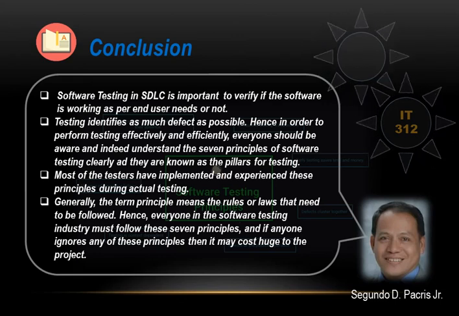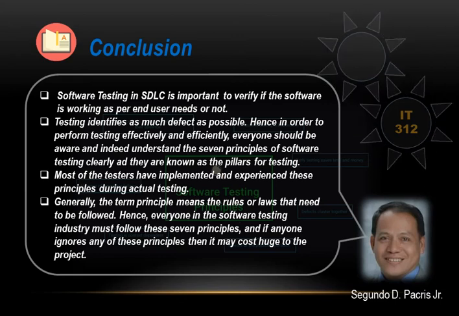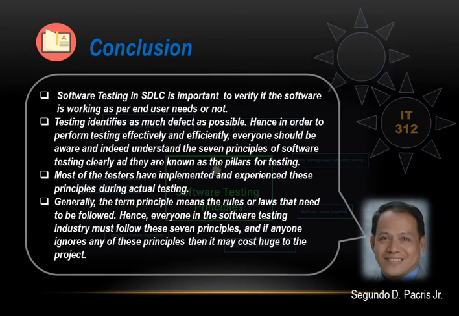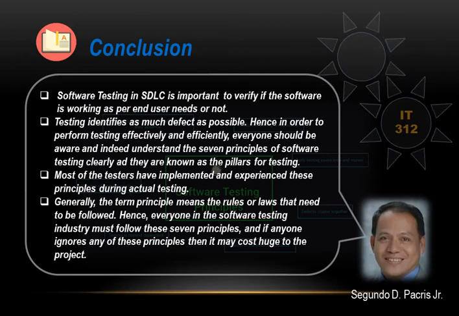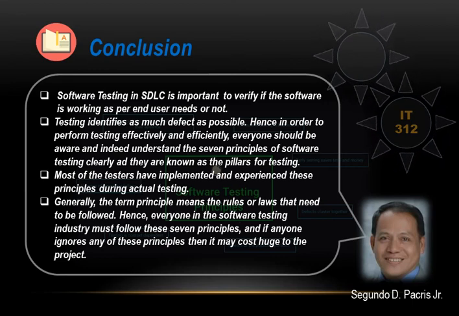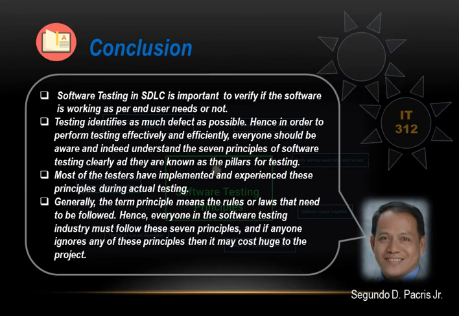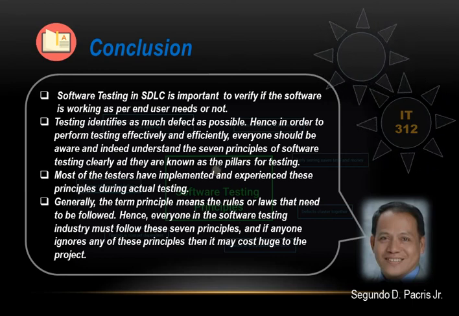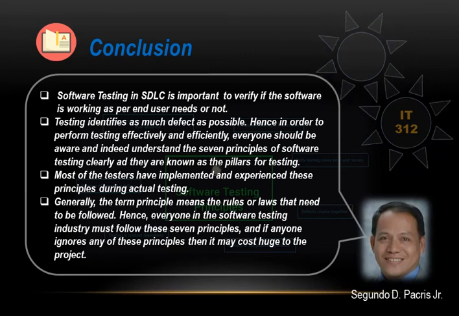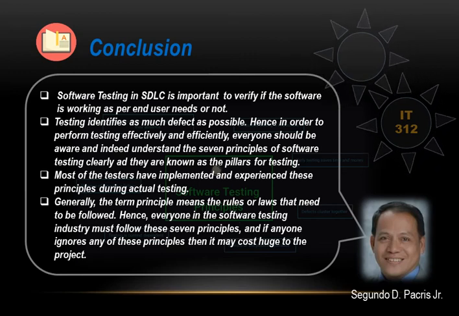Generally, the term principle means the rules that need to be followed. Hence, everyone in the software testing industry must follow these 7 principles, and if anyone ignores any of these principles, then it may cause huge harm to the project.